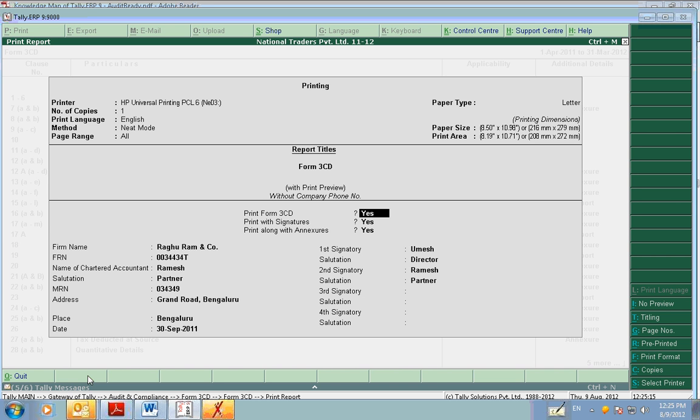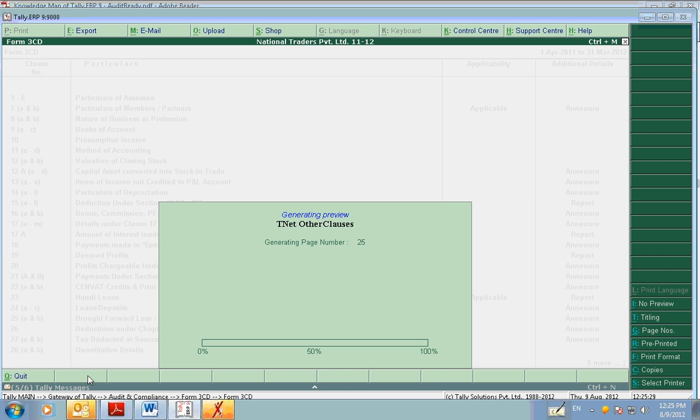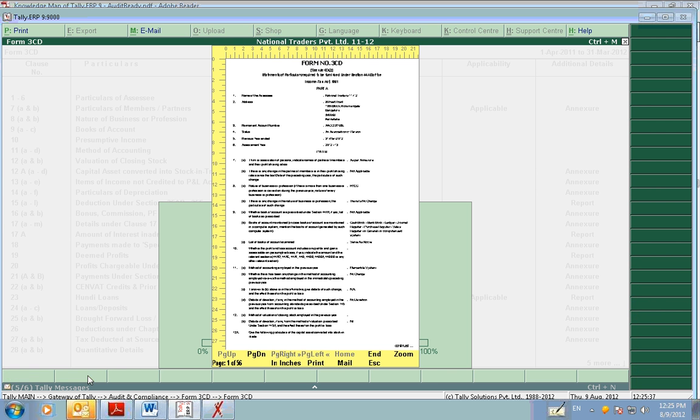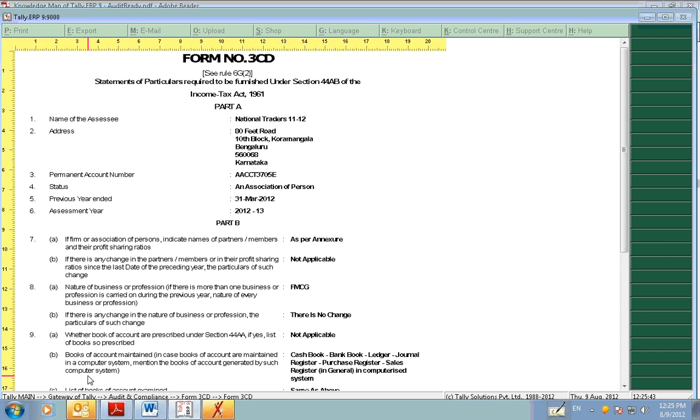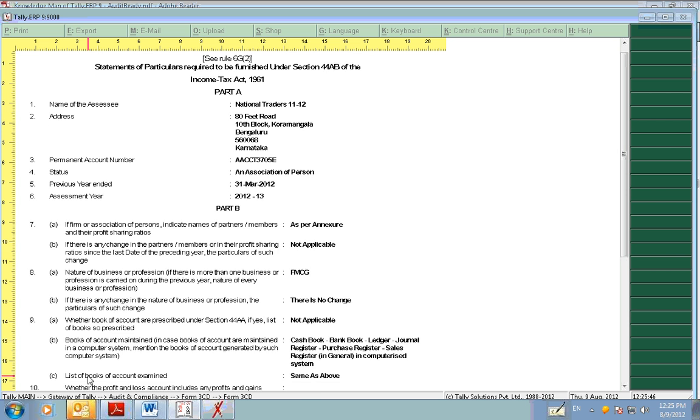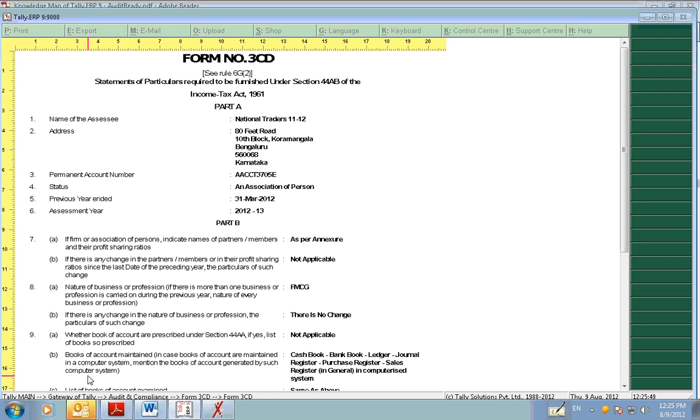So here we have the Form 3CD printout with the signatures and along with the annexures, the entire supporting information, by the consent of the entire board of directors. Just taking the printout of this. It runs 2 pages because we have given the option to print the entire business. A particular clause not applicable to this business will not be printed, or we will be giving an option. So this clearly says Form number 3CD, the statement of particulars required to be furnished under Section 44AB of the Income Tax Act 1961.